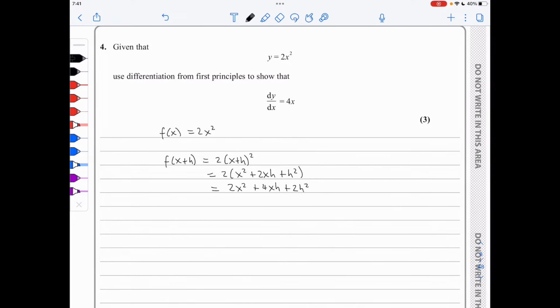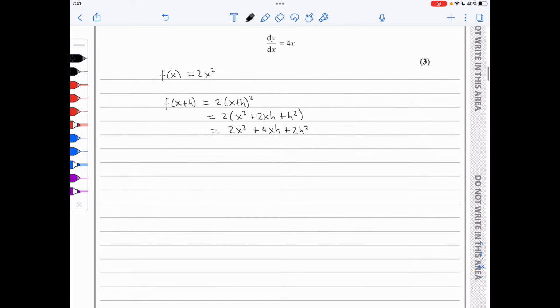Now we know that in the formula sheet we are given the definition of the derivative from first principles. f dash of x is the limit as h tends to 0 of f of x plus h minus f of x over h. So in our case we will be replacing f of x plus h with 2x squared plus 4xh plus 2h squared minus f of x, which is 2x squared, and all of it over h.